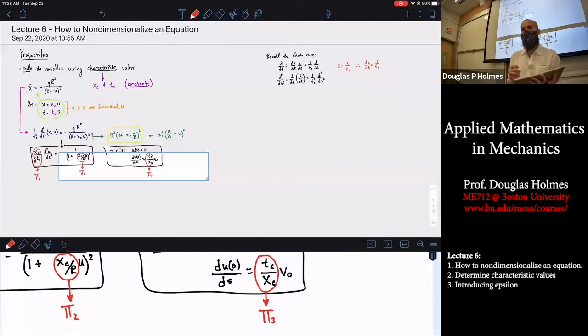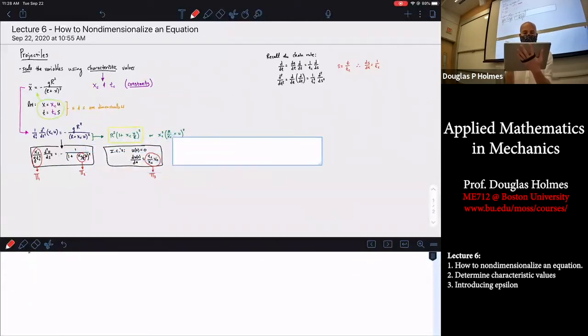Shouldn't Pi 3 be all of it? Yes, it should be all of it. Thank you. Circled. Yeah, perfect. That actually brings me to the point I wanted to make, which is that these dimensionless groups do not involve the variables in our problem. Okay? So they do not involve u or s. They're only including the parameters: xc, tc, g, r, and initial velocity.